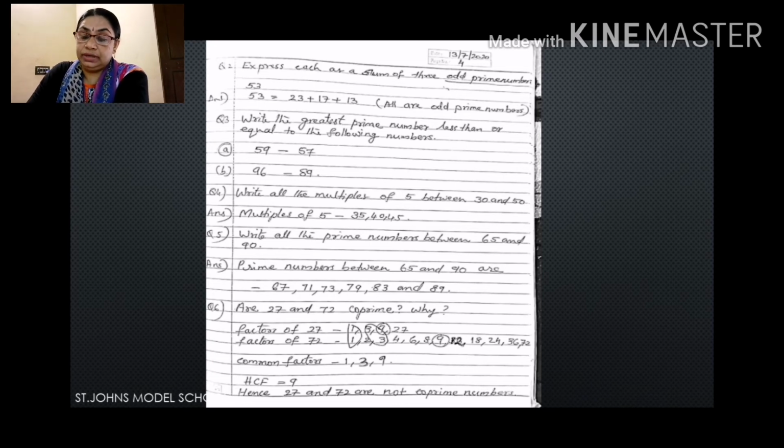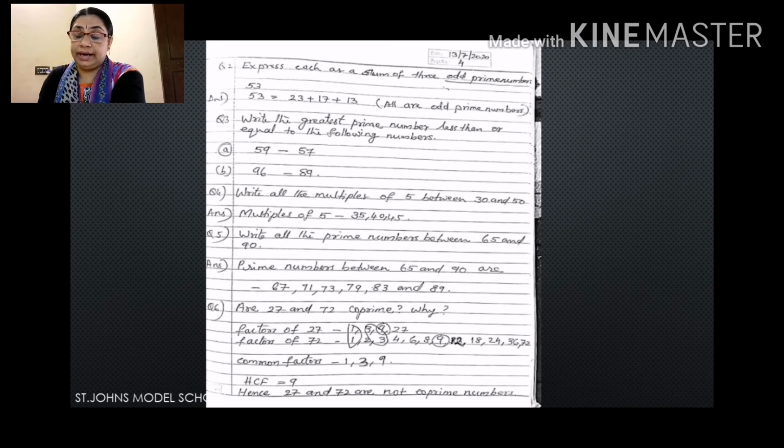Okay. Now next is write the greatest prime number less than or equal to the following numbers. 59. The greatest prime number less than or equal to 59 is 59 itself, and for 96, the greatest smaller prime number is 89 only.